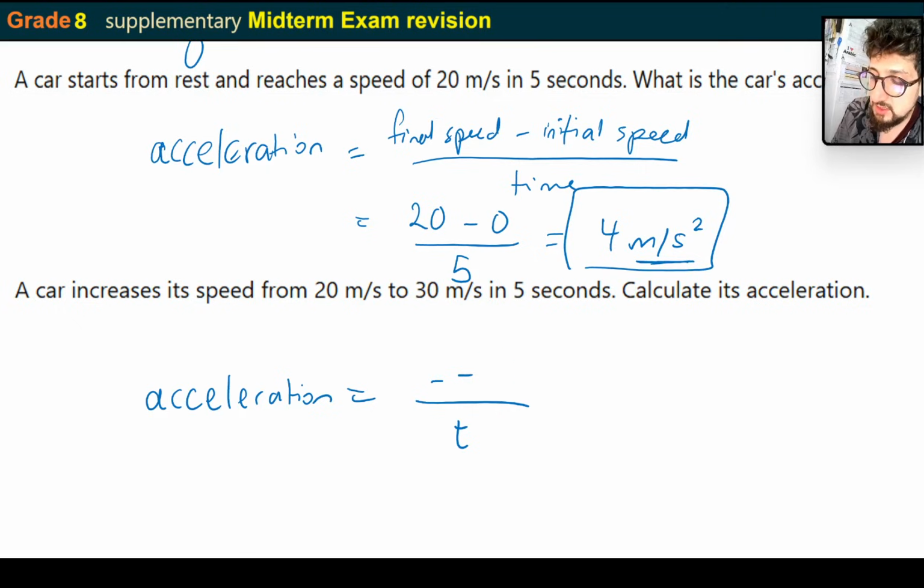So it's going to be 30, which is the final speed, minus the initial speed, which is 20, over 5 seconds. So that's going to be 10 over 5, or 2 meters per second squared.